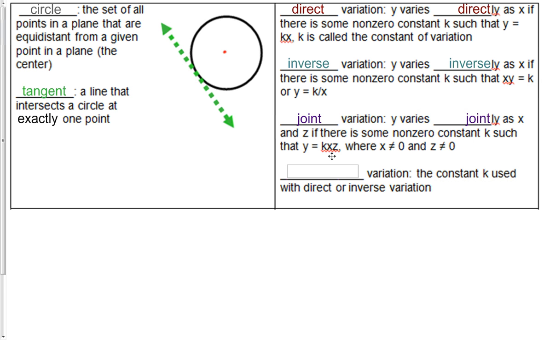An example would be the area of a rectangle varies based on the width and the length. So you can increase either one and it will make the area go up. Or you can increase both and it would go up.